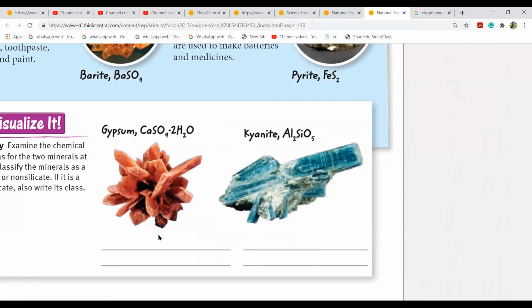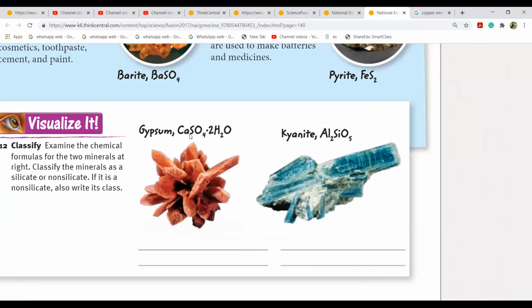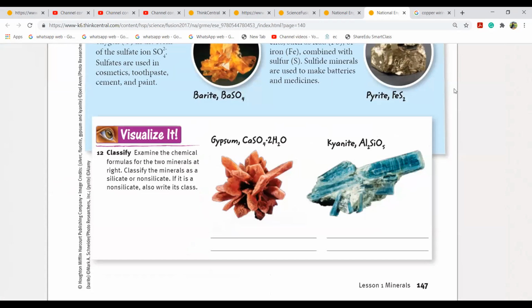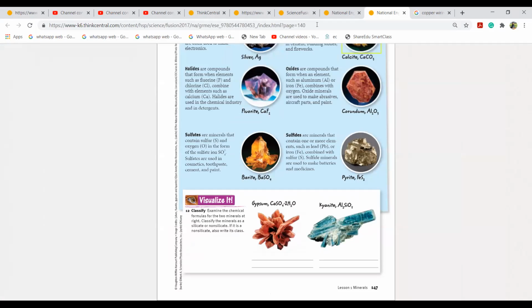Now, for example the chemical formulas: we have gypsum, that is CaSO4, calcium sulfate, and kyanite, aluminum silicon oxide, aluminum silicon pentaoxide. Why penta? Because 5 oxygen. Calcium sulfate. By looking at this, how can you tell? You will say that these are silicates and these are non-silicate. These are non-silicate because they don't contain silicon. This is silicate because it contains Si, that is silicon. Si, girls, is silicon. Okay. Coming here.